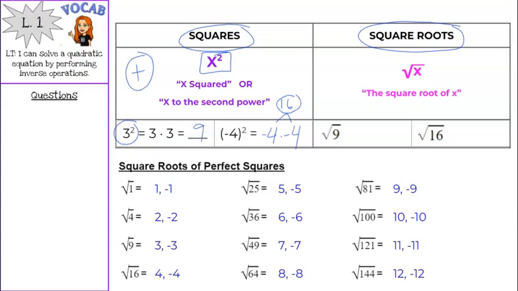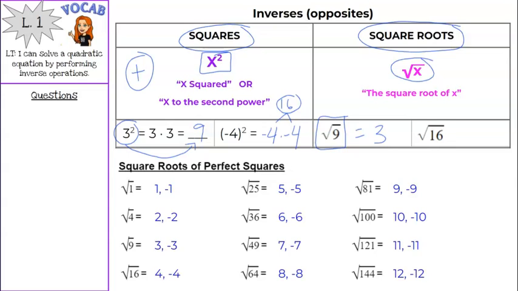So then square roots are the inverse or the opposite of squaring a number. We say this as the square root of x. So we would read this as the square root of 9. The square root of 9 is 3 because 3 squared is 9. So the square root of 9 asks: what number, if I multiplied it by itself, would make 9? Well, 3 times 3 makes 9, so the square root of 9 is 3.